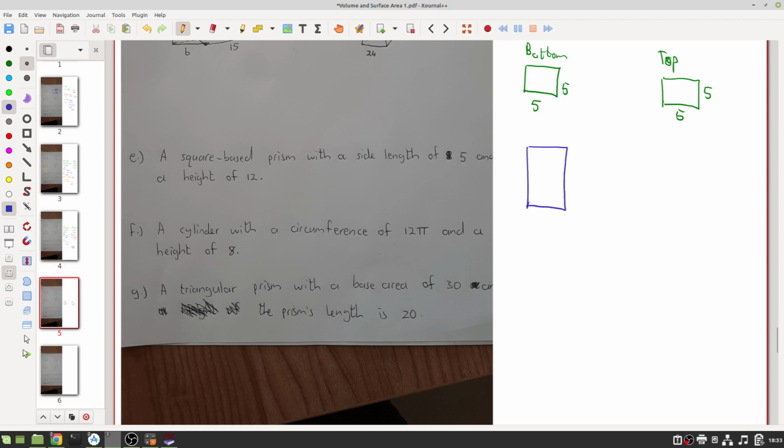So imagine this is front. Then we can do back. So the back is going to be the same thing. And the left and the right. Right, on the left it's going to look like this, and on the right it's going to look like this.